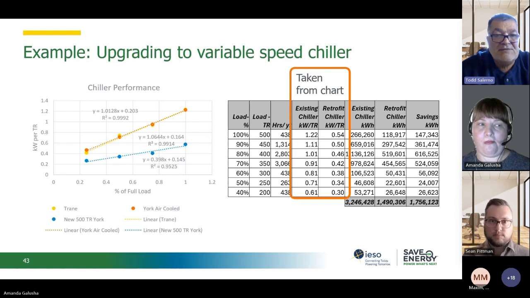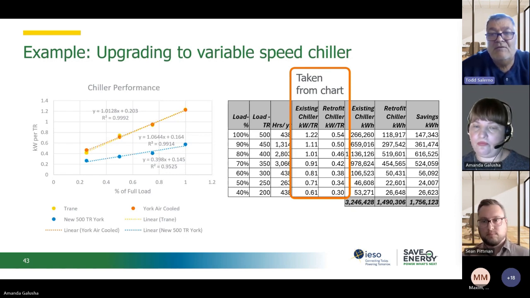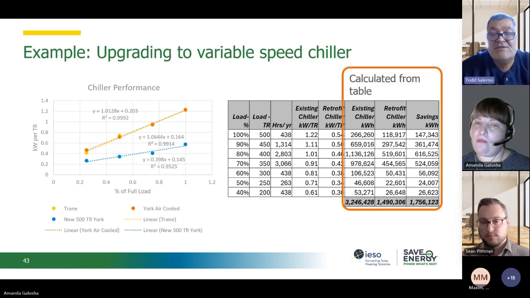It was probably much higher than that, but since we used published data, assuming it was a brand new chiller, we erred on the side of caution. And then we used the published data for the retrofit chiller, kilowatt per ton. We calculated the hours times the kilowatts per ton for the existing chiller and the retrofit chiller, and then we determined the savings.